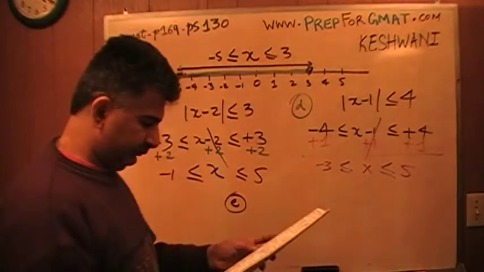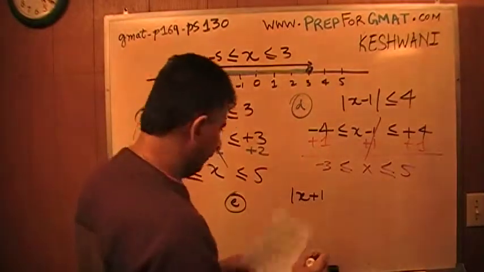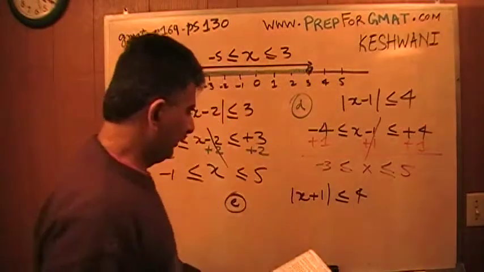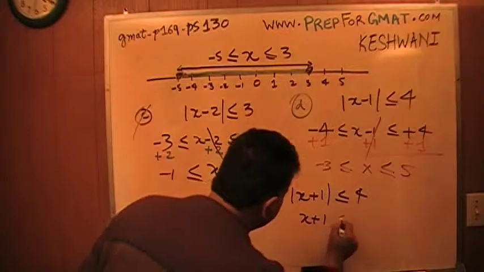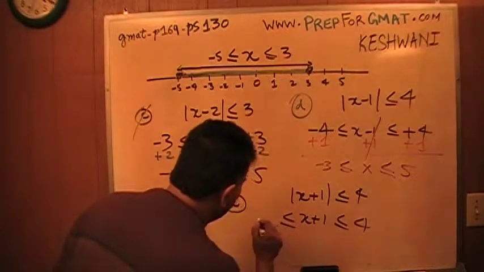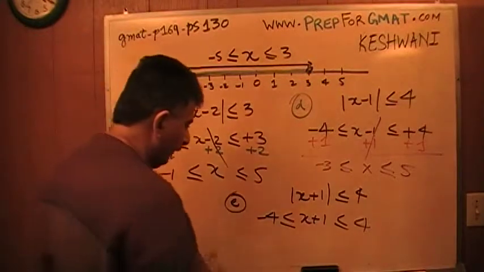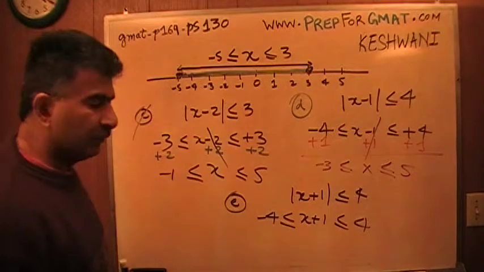E says absolute value of x plus 1 is less than or equal to 4. Let's see what it gives us. Again, I'm going to set it up here. So my x plus 1 could be as high as 4 and can be as low as negative 4. How do I solve for it? I subtract 1 from all three sides.